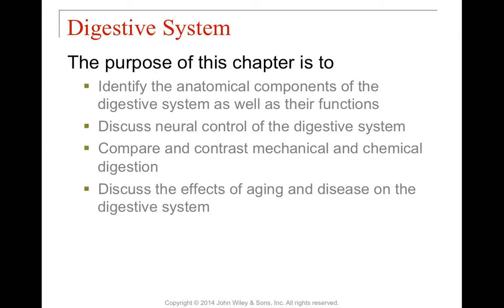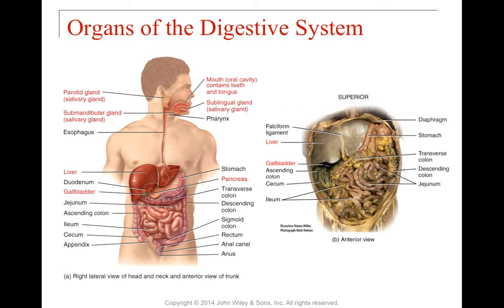This video will talk about the different anatomical components of the digestive system and their respective functions, how they interact with one another, and how they're regulated, mainly neuronal and hormonal control. We will talk about the difference between mechanical and chemical digestion. And last but not least, we'll talk about what happens as we get older or end up with a disease state in the digestive system.